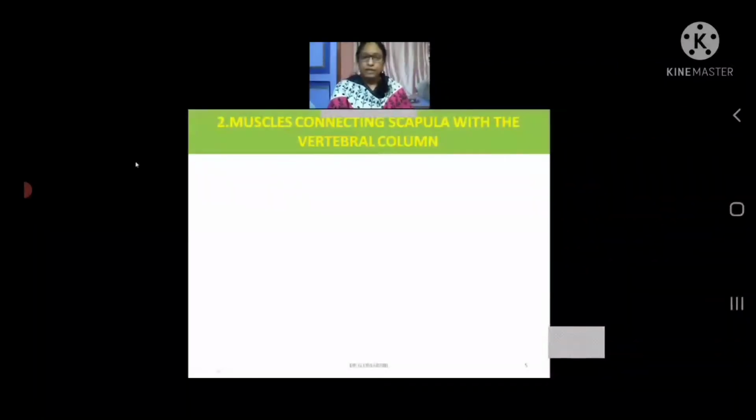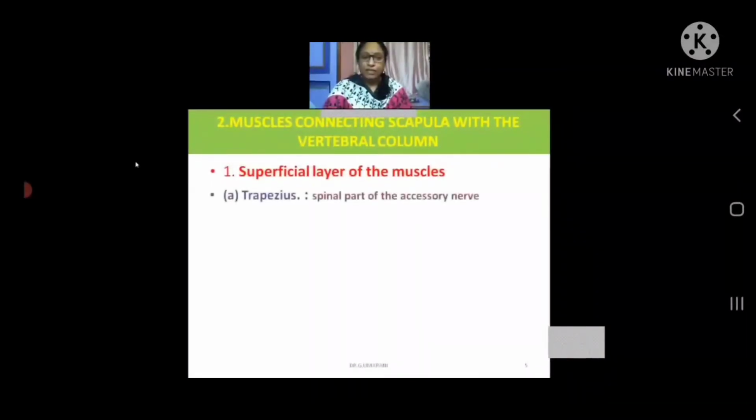So second region, that is muscles connecting the scapula with the vertebral column. The muscle names here are divided into superficial layer and deep layer. Superficially we will have the trapezius muscle and latissimus dorsi muscle. Trapezius muscle is supplied by the spinal part of the accessory nerve. It is a cranial nerve. And latissimus dorsi is supplied by the thoracodorsal nerve from the posterior part of the brachial plexus.